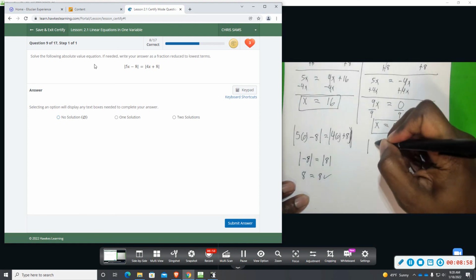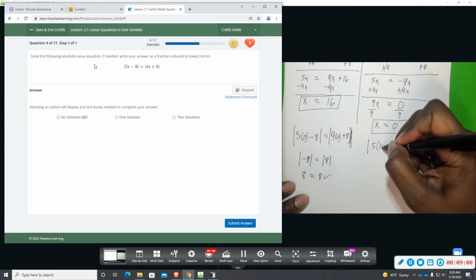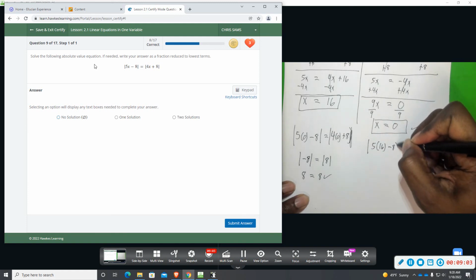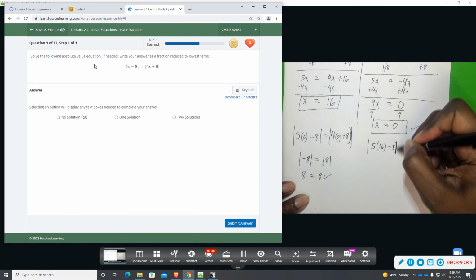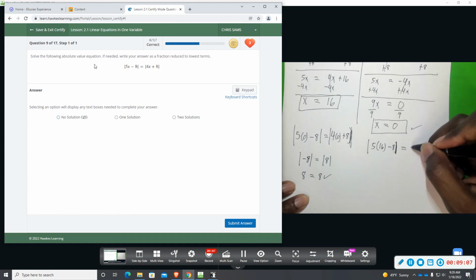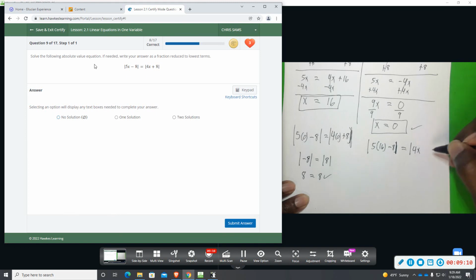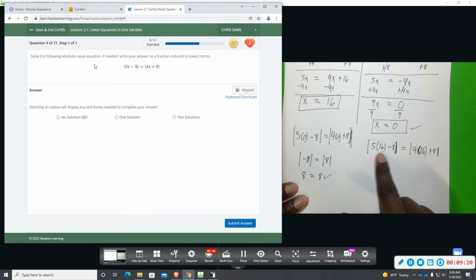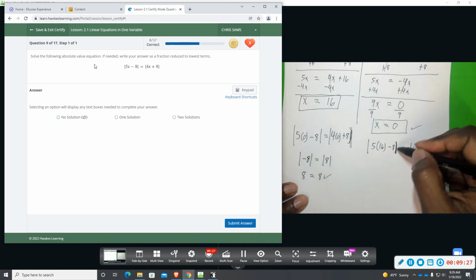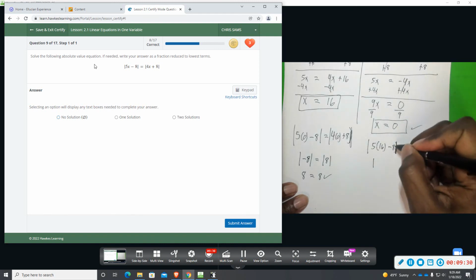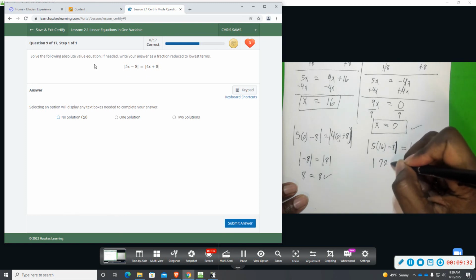So absolute value of 5 times 16 minus 8. I want to keep putting the parentheses. I need to put the absolute value bars. And then 4 times 16 plus 8. Alright, so 5 times 16 is going to give us 90. Nope, 80. 5 times 6 is 30, and 50 is 80, minus 8. So we have the absolute value of 80 minus 8, which would give us 72.